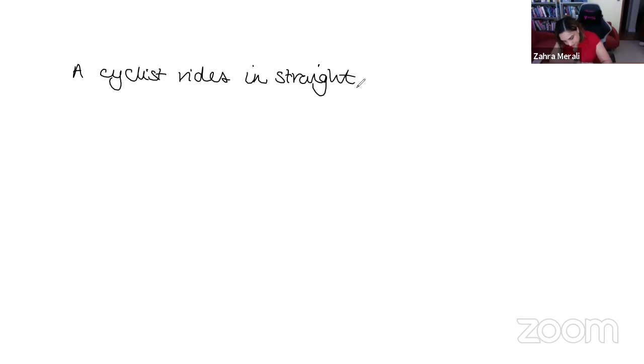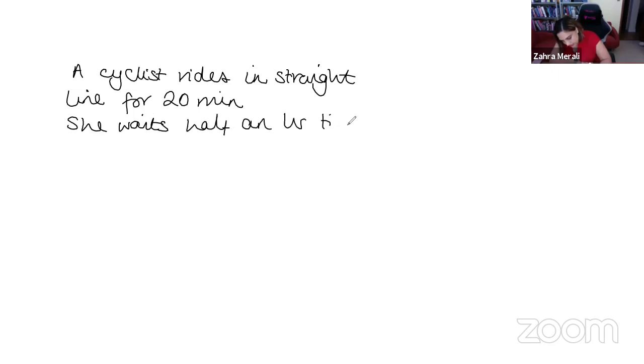So if I have a cyclist, who rides in a straight line for 20 minutes, then she waits half an hour, then returns to her starting point, and returns in 15 minutes. And we want to draw a displacement time graph or a distance time graph. So this is nothing new from what you've done at GCSE.